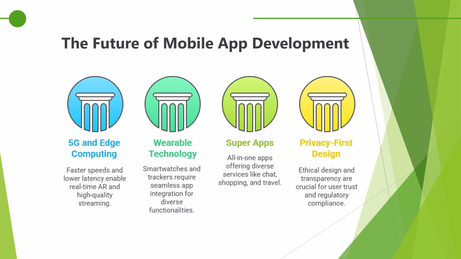And then there's super apps. Now in Asia, they're already huge. Apps that do everything: chat, shop, pay bills, book travel, all in one place. Developers in other parts of the world, they're starting to explore this model also. And then lastly, privacy first design. Users want to know how their data is being used and they want to control it. With more regulations like GDPR, app developers must be transparent and secure. So building trust through ethical design is going to be a big important part of all of these features.